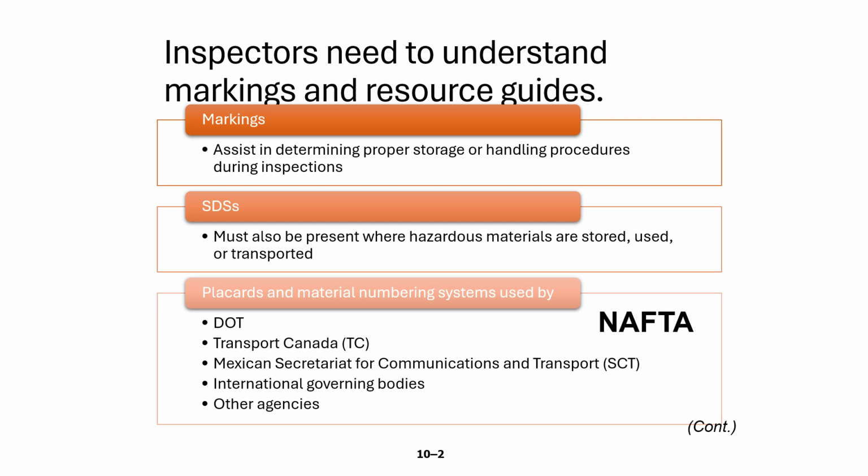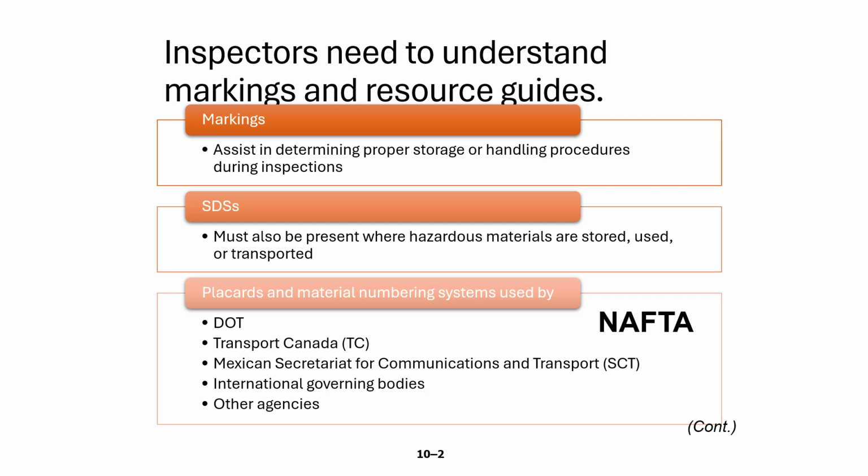The inspector can use that to help determine whether proper storage or handling procedures are adequate during the inspection. There needs to be detailed information on hazardous materials, which you'll get from those SDS sheets, and those documents need to be present during an inspection and accessible in a timely fashion in order for them to be useful.